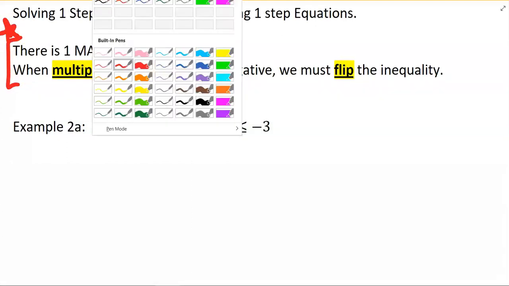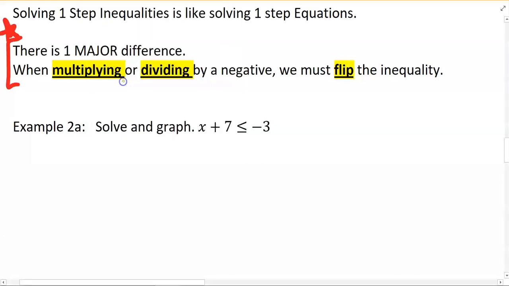And it's this: when we multiply or divide both sides of the inequality, and you might want to add that in, when we multiply or divide both sides by a negative, we must flip the inequality. Again, when we multiply or divide both sides by a negative, we must flip the inequality. And so we're going to look at a couple examples of what we're talking about in example 2.